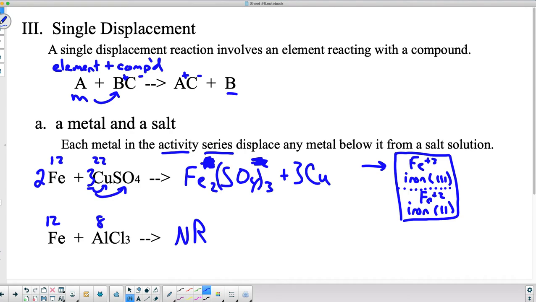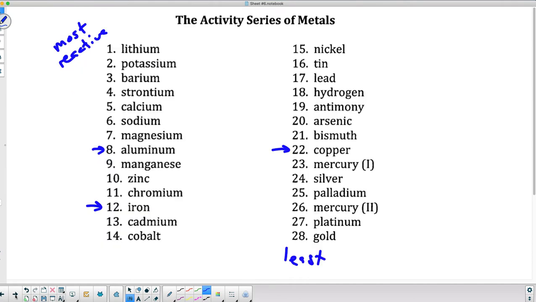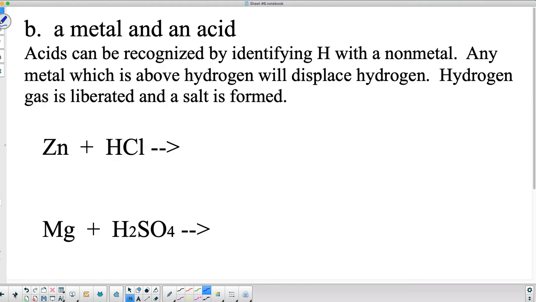Okay, I'm going to do one more type of notes for letter B, and then we'll take a break, and then you'll have another screencast for the C and D. So take a look at the next one then. This is a metal and an acid.